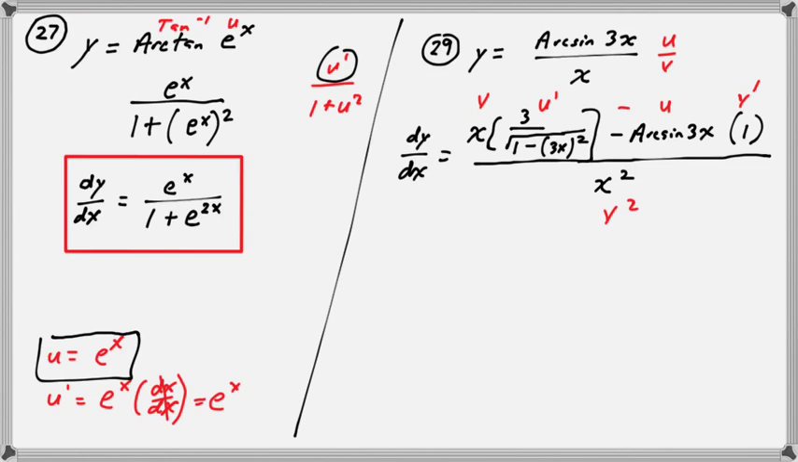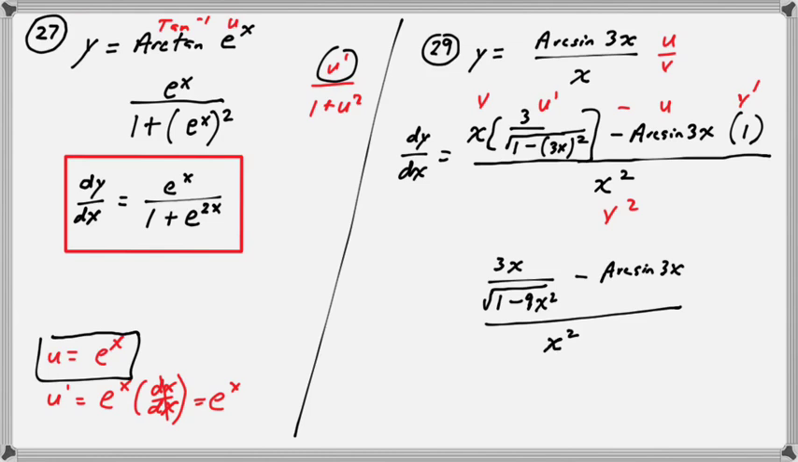So let's clean this up. I'll never accept a fraction within a fraction. Don't forget, when you square 3, it becomes a 9x squared there. And this is arc sine 3x, and this whole thing is over x squared.